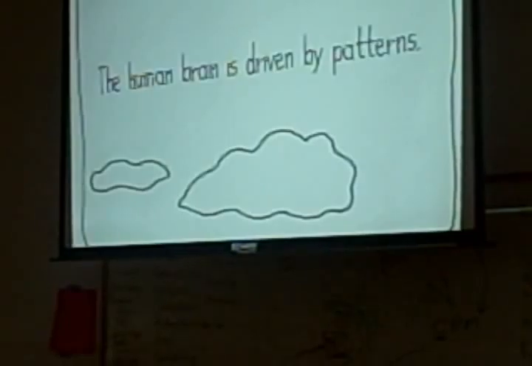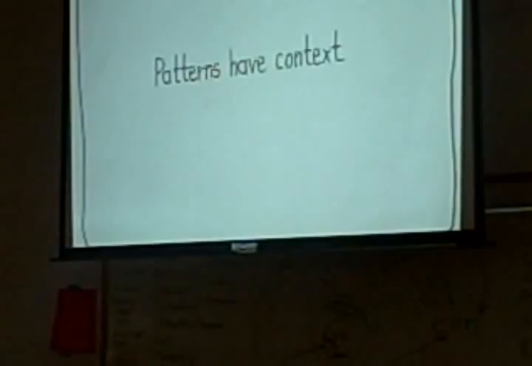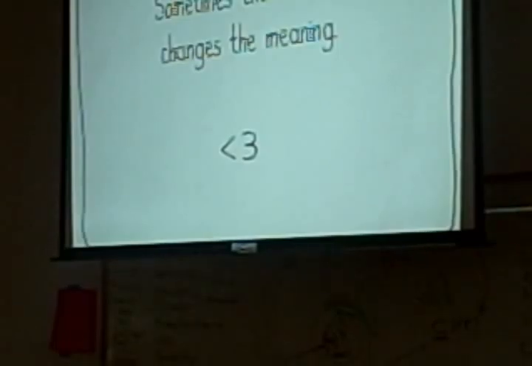And if you think about computers, how many programs did you write that basically had a lot of string comparison? And as I said before, the way we understand the world is basically through a constant attempt to match new experiences to old experiences. Patterns have a context, and the context can change the meaning. So we have a pattern here, and within this context, it's a mathematical expression, and within this context, it's a text-based artwork.